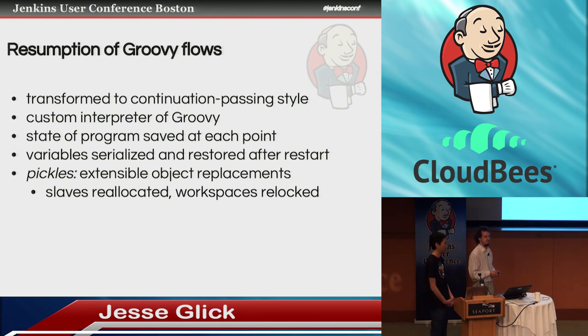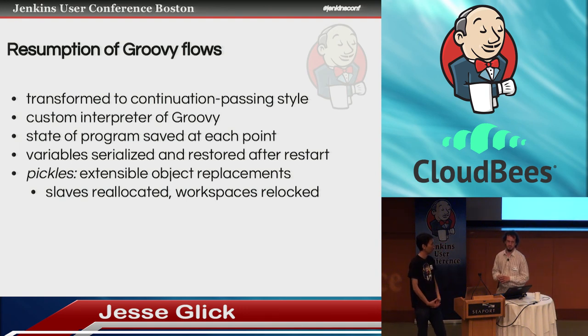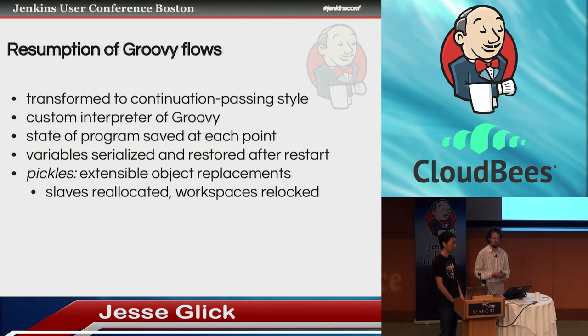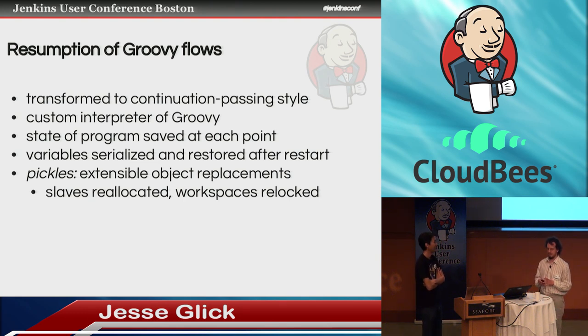The key magic, the stuff that we couldn't see any way to put into the build flow plugin without rewriting it from scratch, which in a way is what we did, is to allow you to restart the build after Jenkins restarts, or to start up in a known place. This is basically Kosuke's work. Technically, your Groovy program is transformed into an alternate representation that keeps track of everything that's happening in the program, all of your loops, all of your local variables.